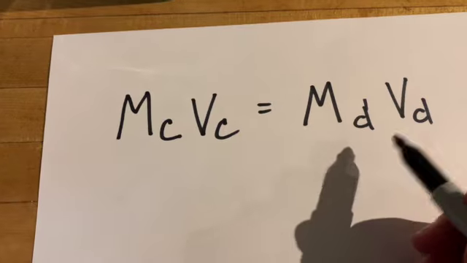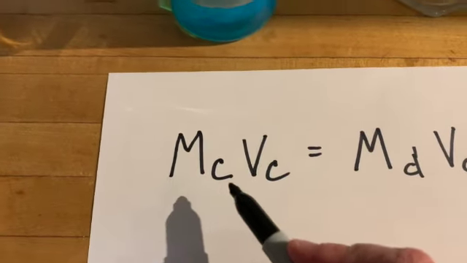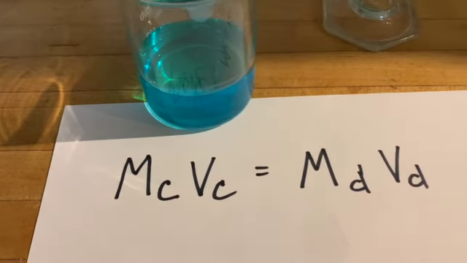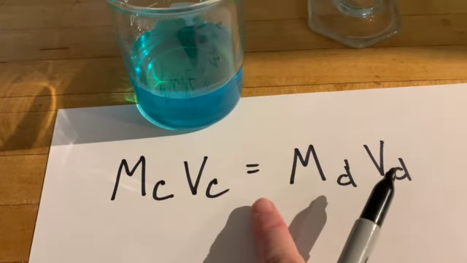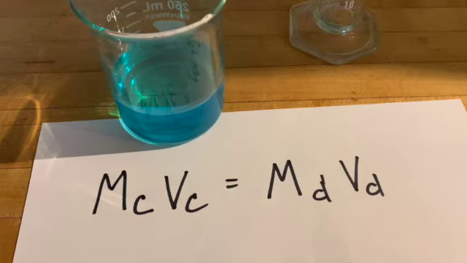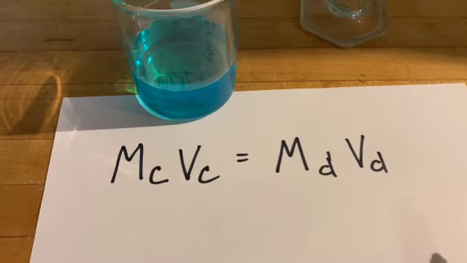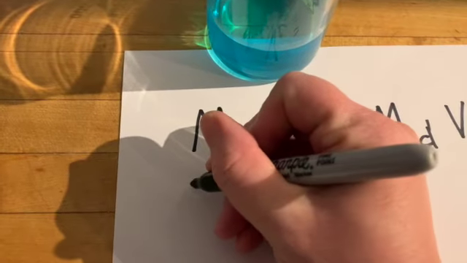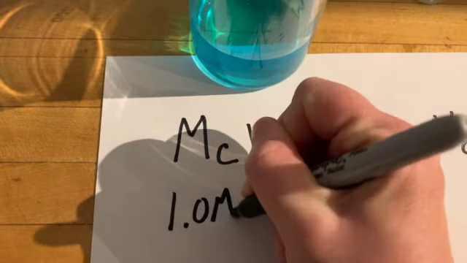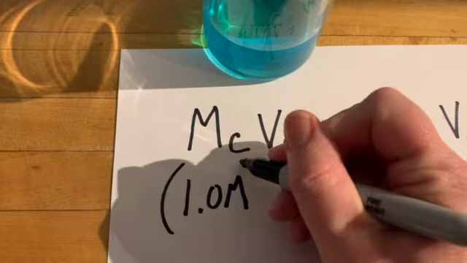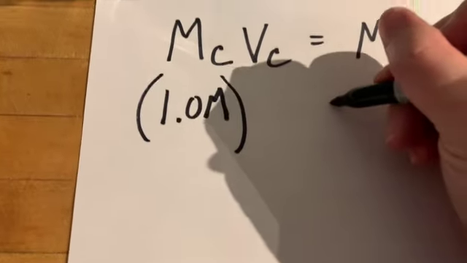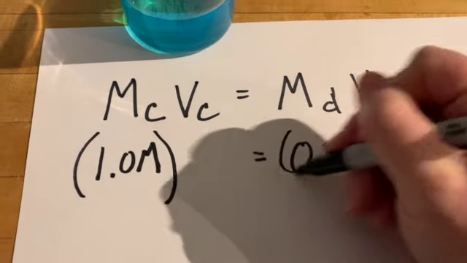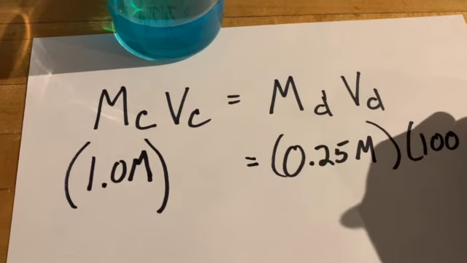MCVC is equal to MDVD. So what does that mean? Well, the molarity of your concentrated, which in our example is this copper(II) sulfate that we made, times the volume of your concentrated is equal to the molarity of your dilute times the volume of your dilute. Your job is to tell me how to make a solution from this 1 molar solution. That's the molarity of my concentrated solution. What I want is a 0.25 molar solution, and I want 100 milliliters of that.